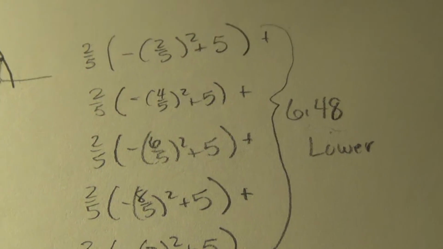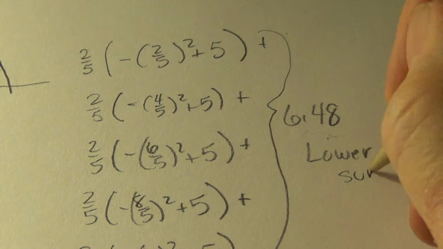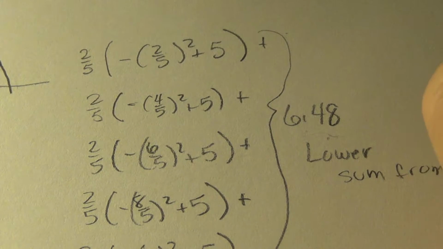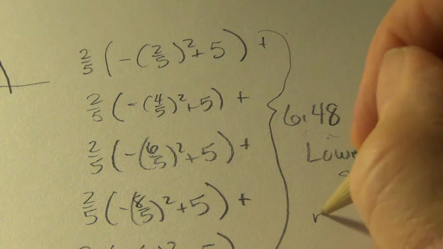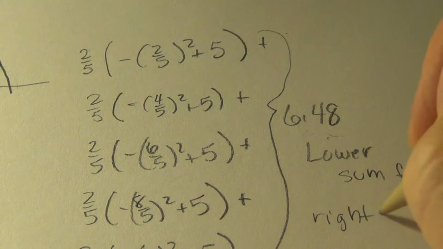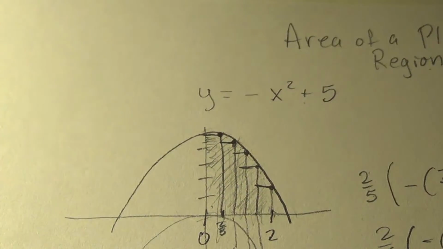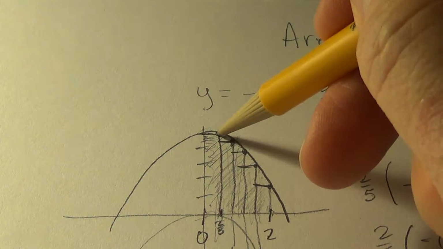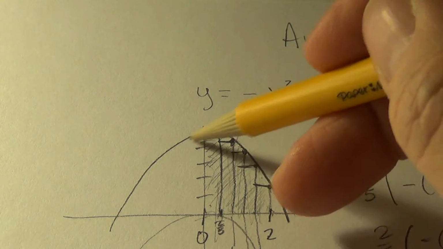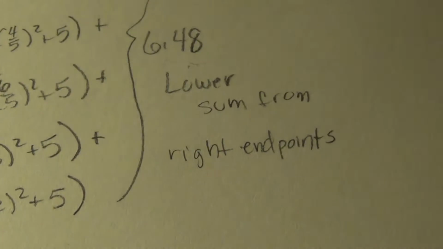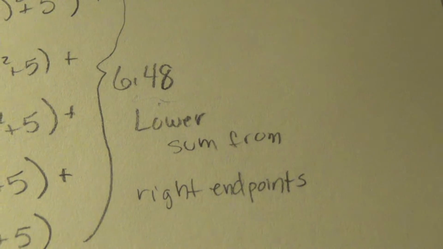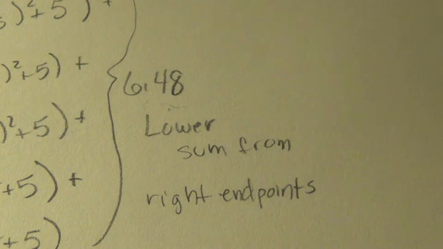And it was made, in this case, from right endpoints. Remember when I constructed my rectangles, each one was using the right endpoint. So, depends which way the curve is bending as to whether right endpoints will be lower or upper sums, but in this case, it's definitely a lower sum.